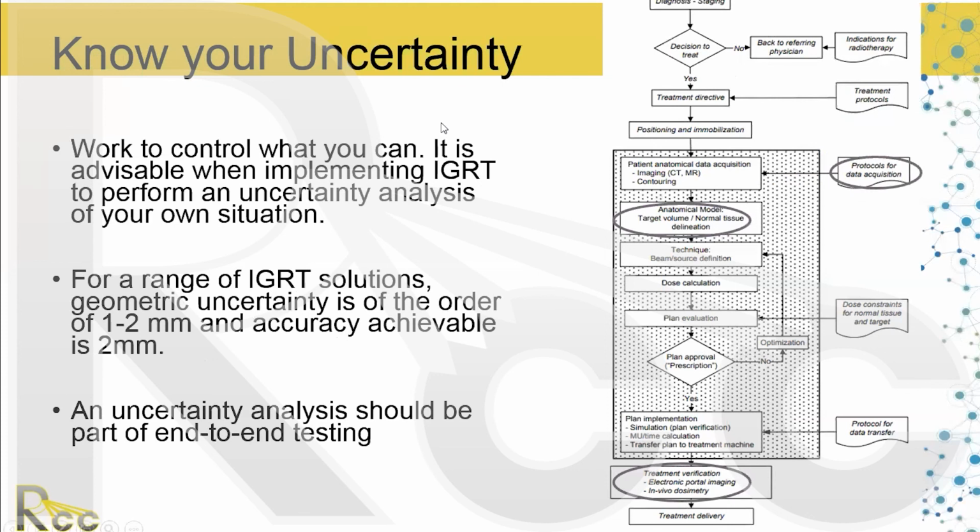Again, know your uncertainty. Assess your uncertainty. Know where things can go wrong. Work to control what you can. So we know that for a range of IGRT solutions, the uncertainty is on the order of 1 to 2 millimeters, and accuracy of 2 millimeters. This is what you should be able to hit, and you can check that you're getting it within that range with the end-to-end testing. That should show you that you're getting what's achievable. And if you're not, then look for ways in the chain that you can improve.